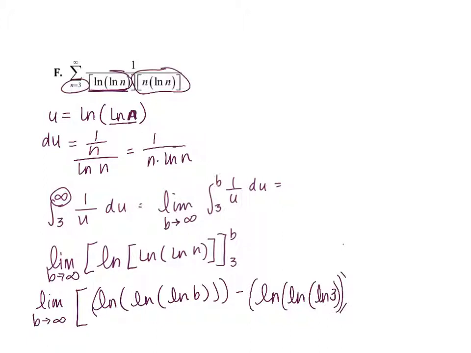And notice what's going to happen here. B is approaching infinity. So whether or not I'm subtracting the natural log of the natural log of the natural log of 3 is not going to change the fact that this is going to be growing without bound. That does tend toward infinity, so this will diverge.